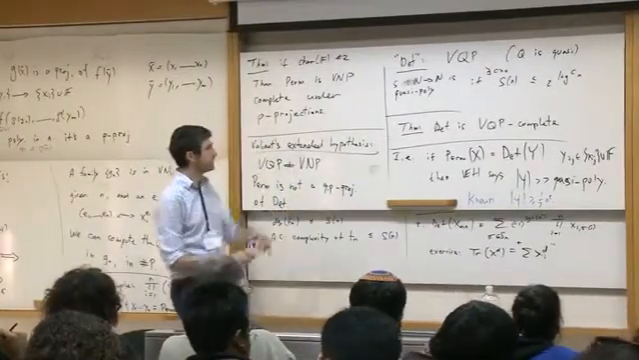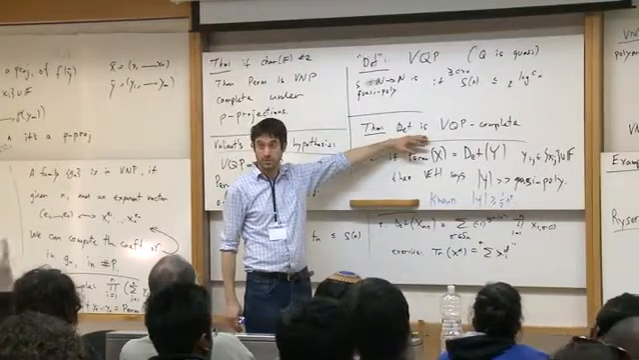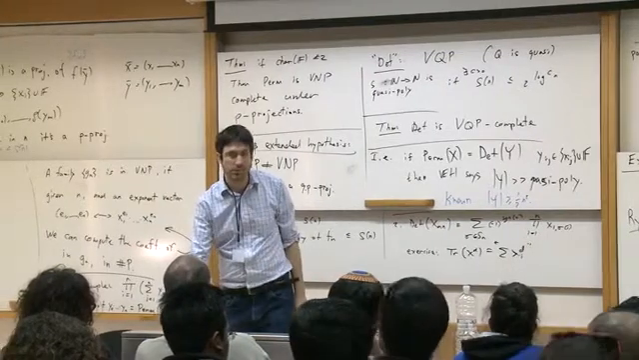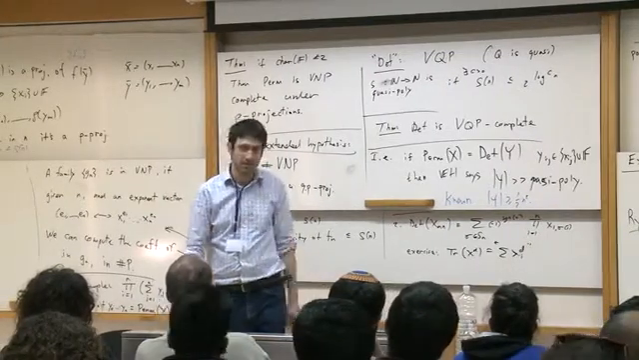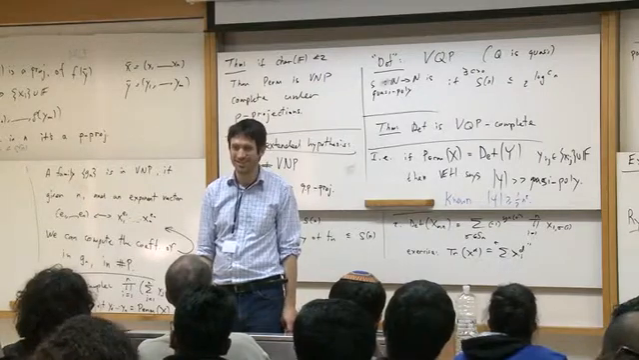Okay, now what I want to do next is show the VQP completeness of determinant. Yes? Is there a sense in which it will be easier to solve? Yeah, I don't know. I mean, GF2, I know how to solve it. Other fields, yeah, I have no idea.